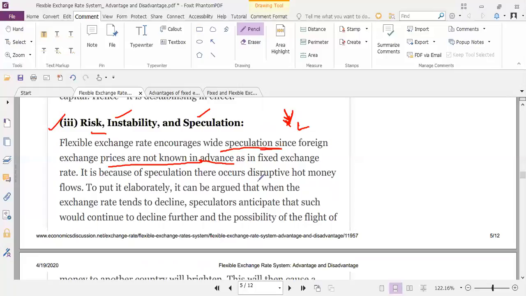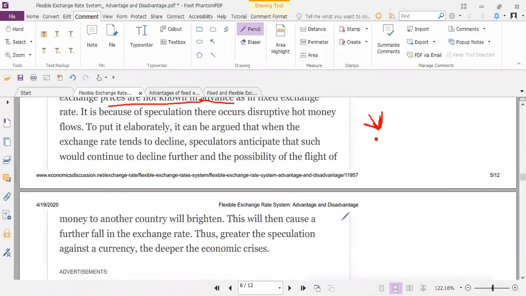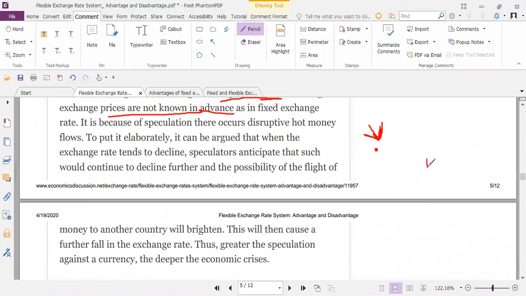It is because of speculation that there occur disruptive hot money flows. That means the money flow in our or in any country will decline, will go down. Right? And to put it elaborately, it can be argued that when the exchange rate tends to decline, speculators anticipate that it would continue to decline further, and the possibility of the flight of money to another country will brighten. So if the money is declining, naturally people will think that it would go down still further, right? This is the psychology of people. If the money is declining today, naturally people will think it will still go down, right?